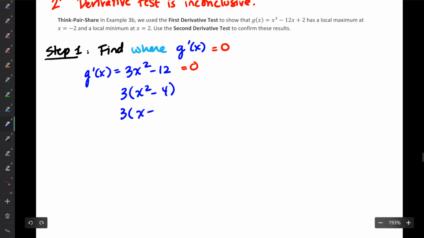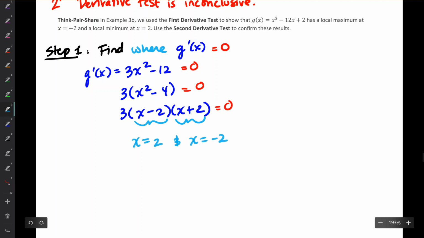At 2 and minus 2 from both these. Oops, I said minus 2, so I wrote it. At x equals 2 and x equals minus 2.